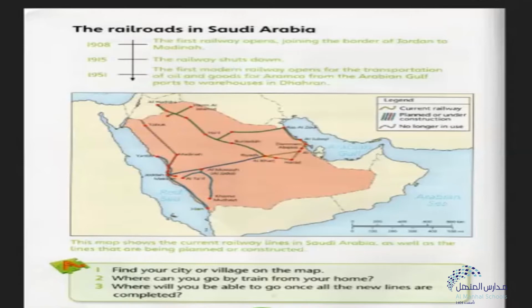So you can just go through it and check what railway system is no longer in use, what is under construction, and the current railway system in Saudi Arabia. They showed clearly there with the different colors. Okay, you can go through it in your own time. And there's also a timeline of how the railway system developed from 1908 to now. Okay, let's go to page 131.